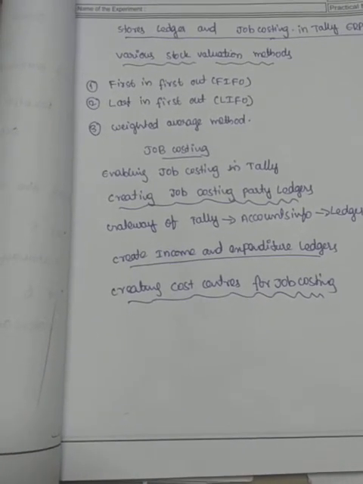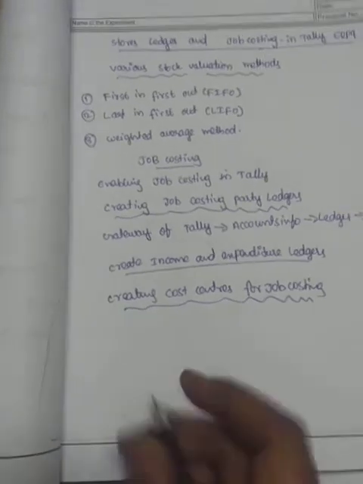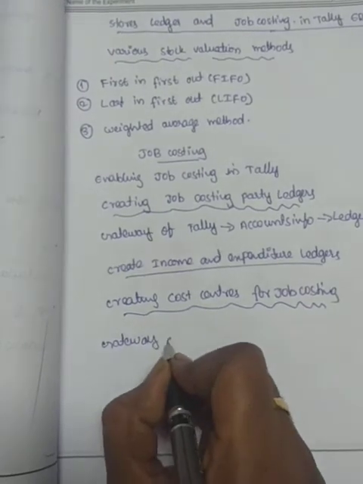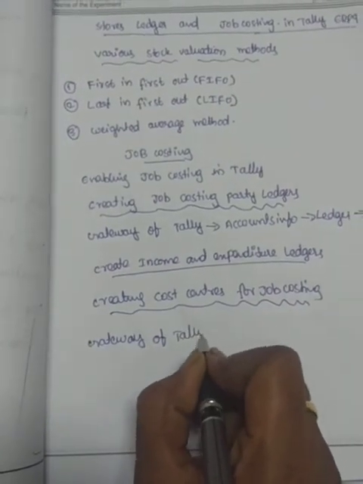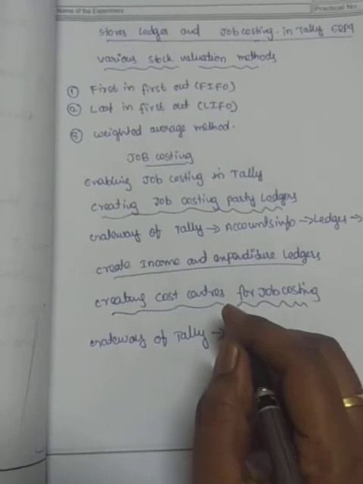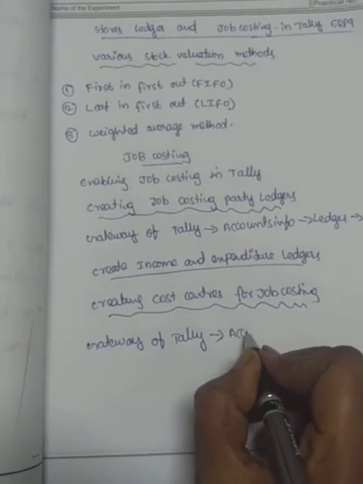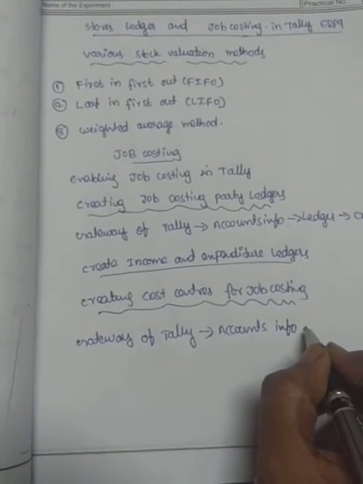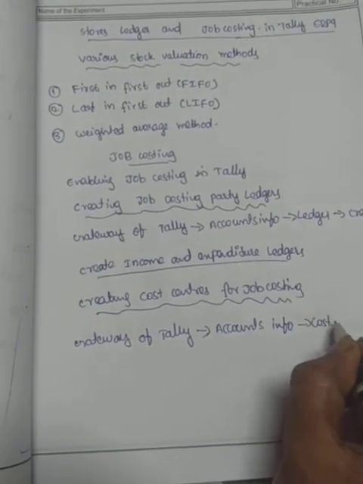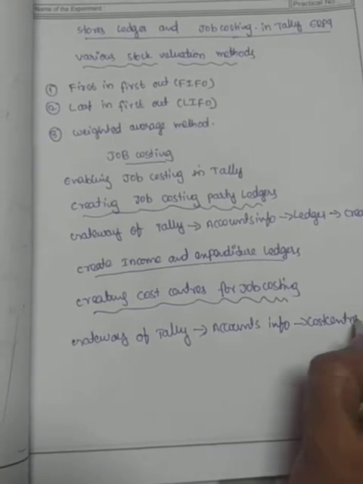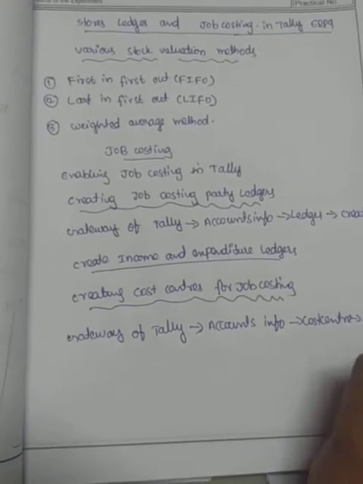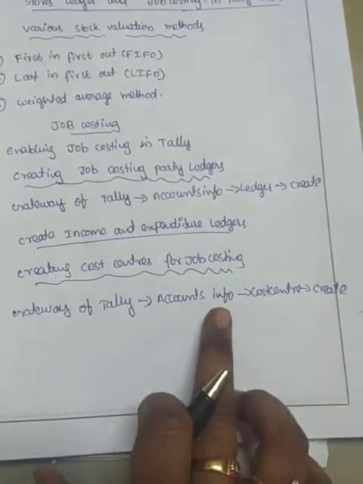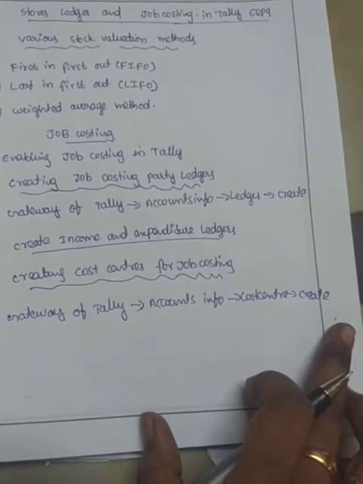So to create the cost centers: Gateway of Tally, Accounts Info, arrow mark, Cost Center, Create. So for creating the cost centers for job costing, Gateway of Tally, Accounts Info, Cost Center, Create.